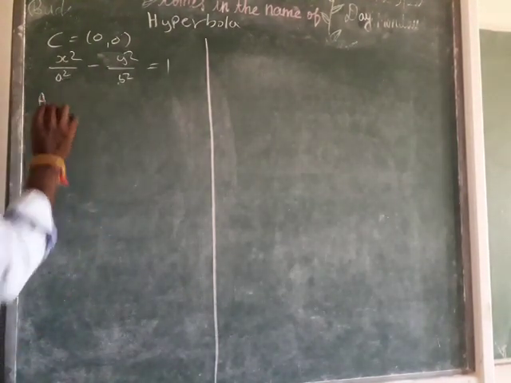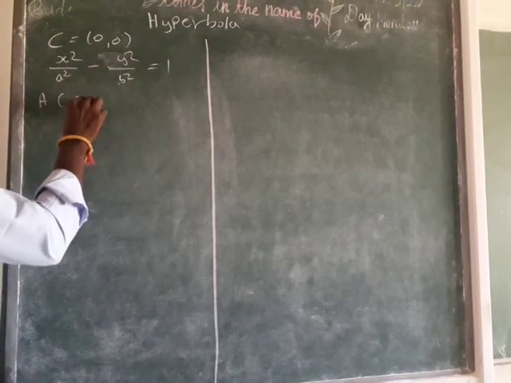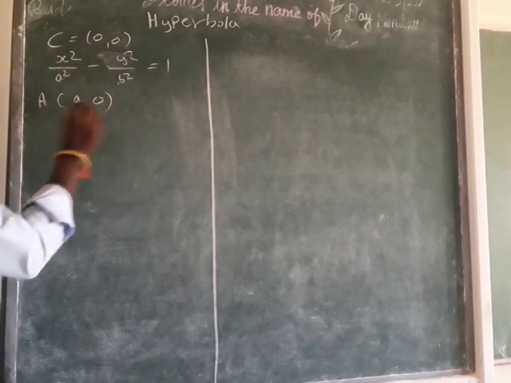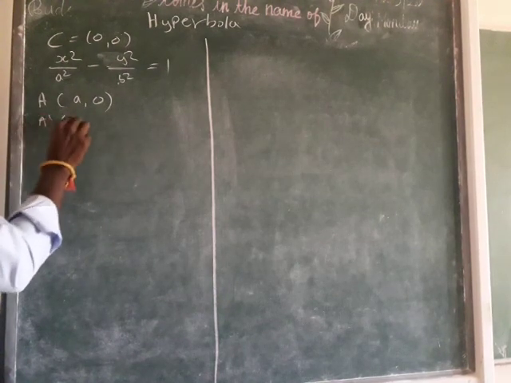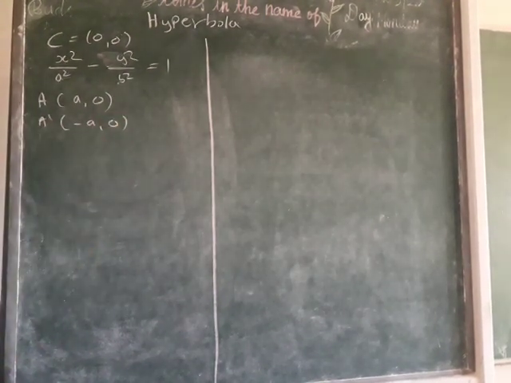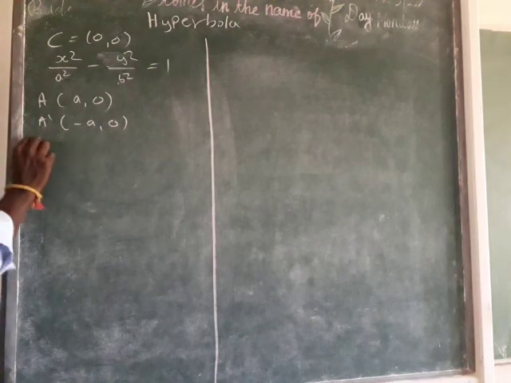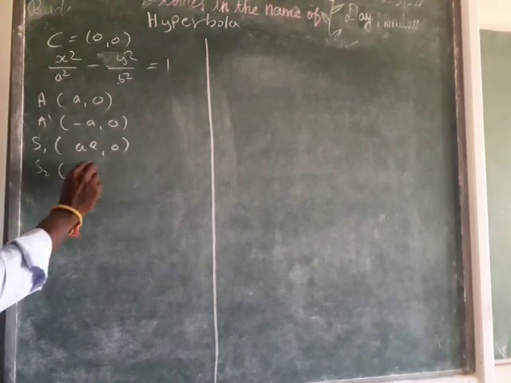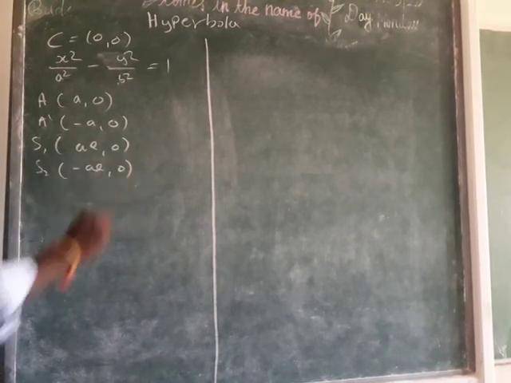The vertex A you can take as a, 0. That is plus or minus a, A and A dash. Vertex A dash equal to minus a, 0. Then focus S1 is ae, 0. Then S2 equal to minus ae, 0.